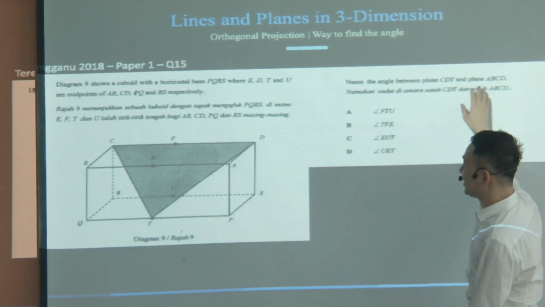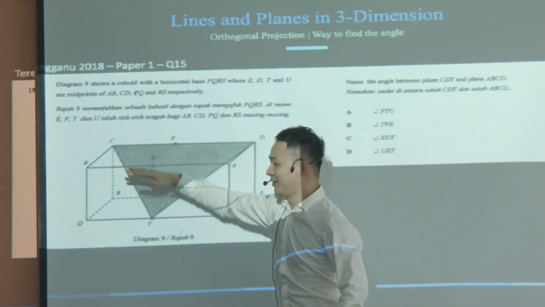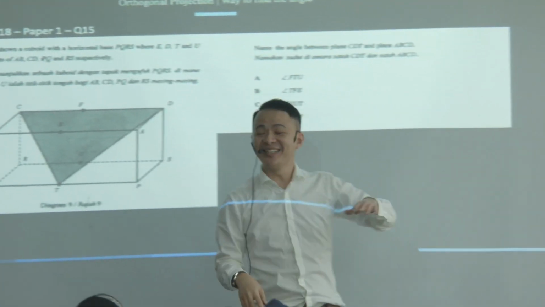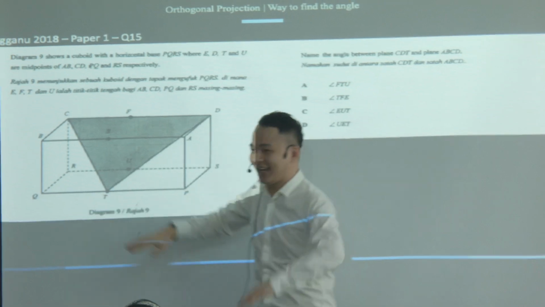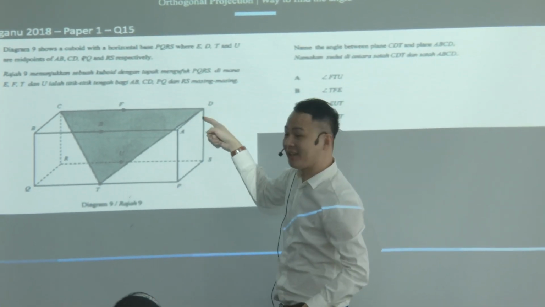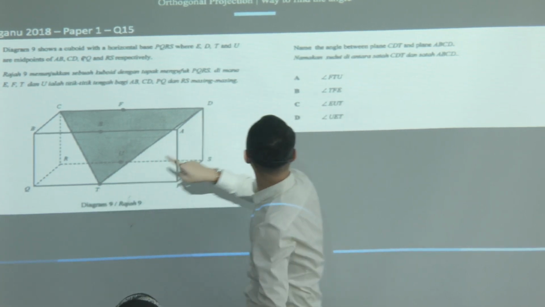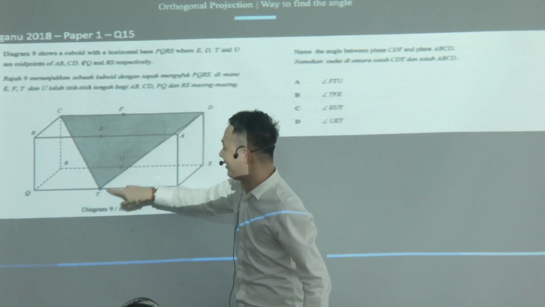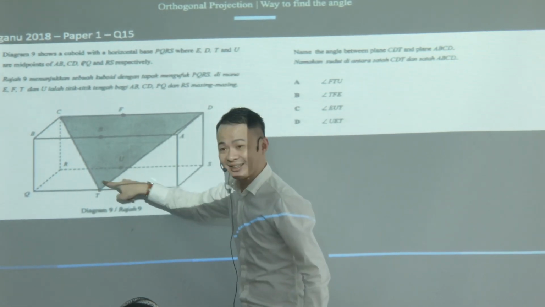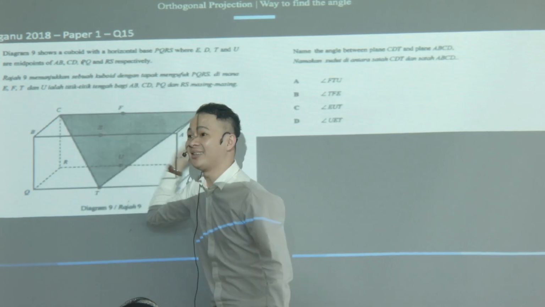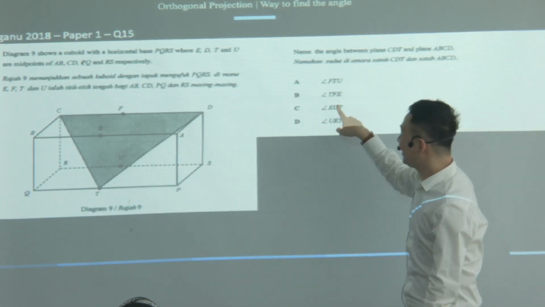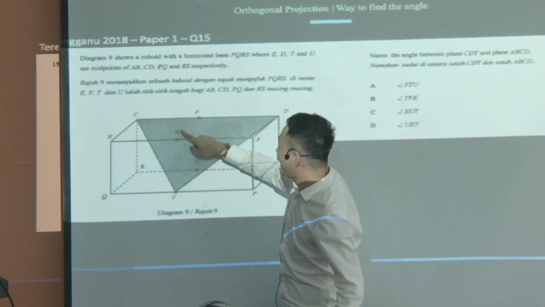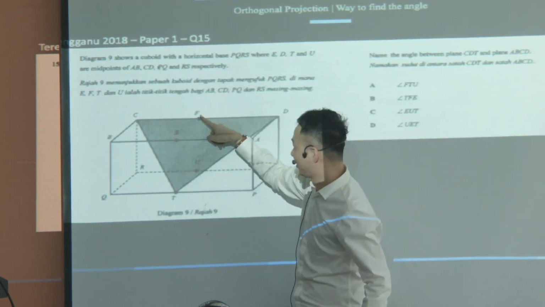Because they want the plane between ABCD, right? ABCD is on the top. Imagine this plane and this plane in the middle, so the angle must be between here. Just now I said FTU has the angle at T here, which is wrong. I say the angle must be at CD because they intersect at CD. So the first one cannot. TFE, TF and E. The angle is just nice because this is the plane on the top, so I must have the line FE. Therefore the answer is B.